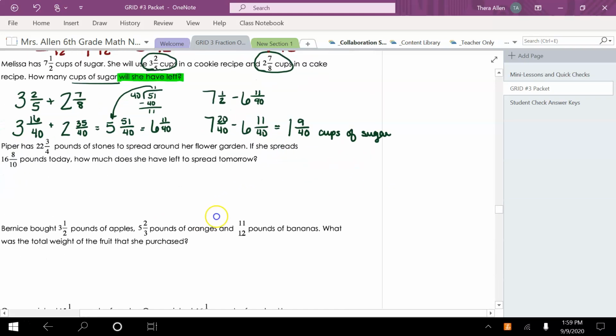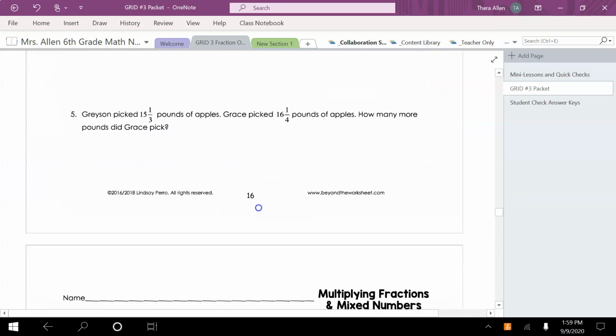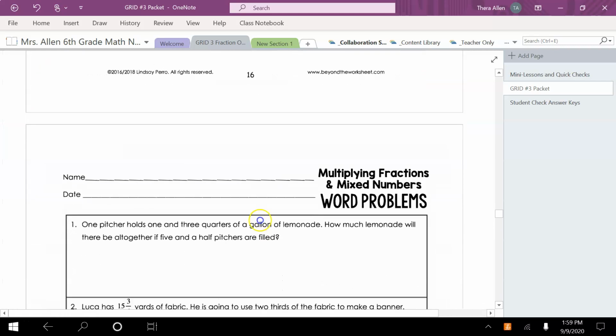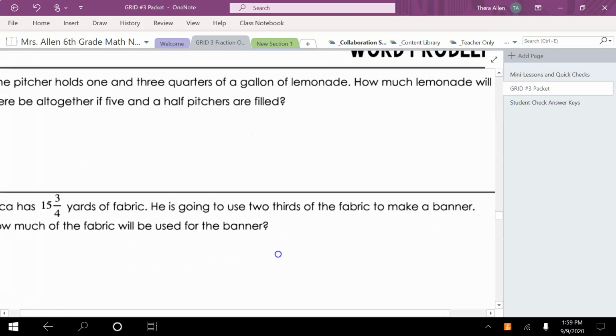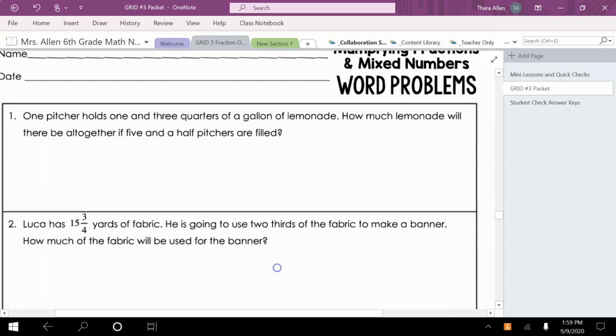Let's move on to multiplication. You are not doing 3, 4, or 5 on that problem. You can always do them for practice. 1 pitcher holds 1 3/4 of a gallon of lemonade. So let's write that fraction out. 1 3/4 of a gallon of lemonade. How much lemonade will there be altogether if 5 1/2 pitchers are filled?